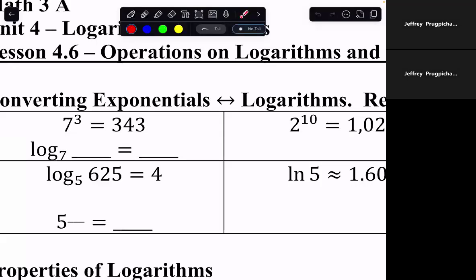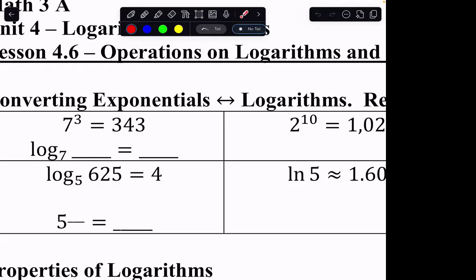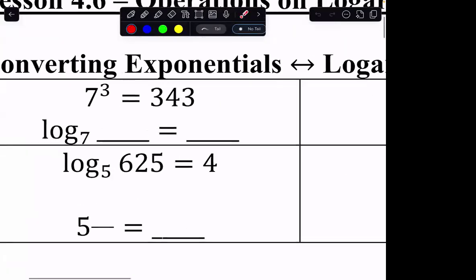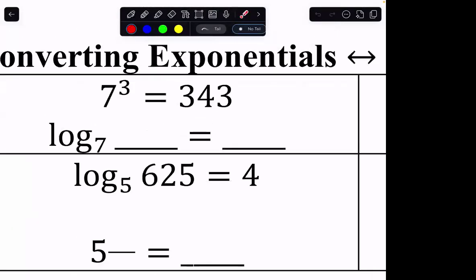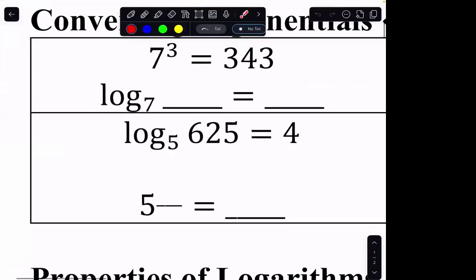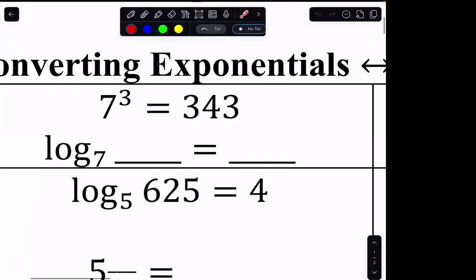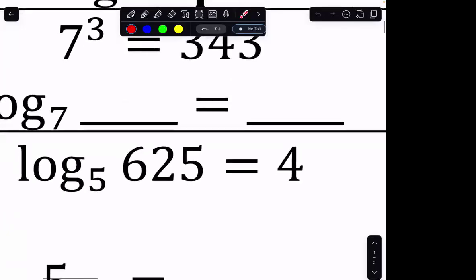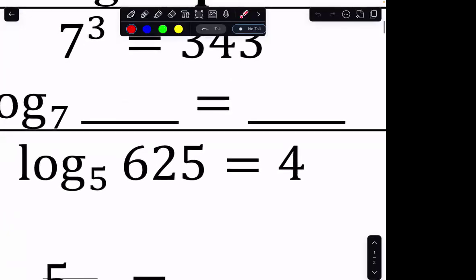All right, so in this top section, we're just going to review the relationship between exponential and logarithmic equations. Switching back and forth between them helps understand the relationship. Okay, so I'll actually start down here, right? Log base 5 of 625 equals 4. So that's a true statement. There's no variables. There's nothing to solve for.